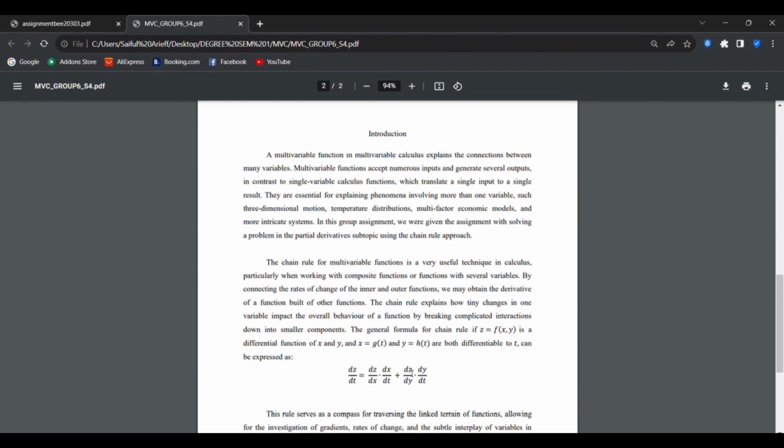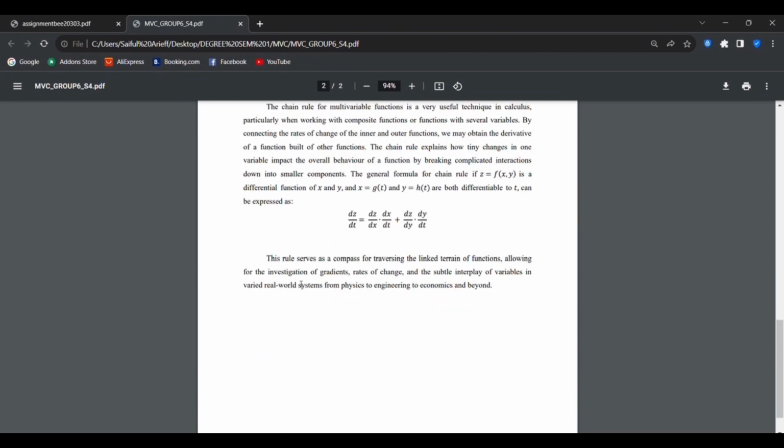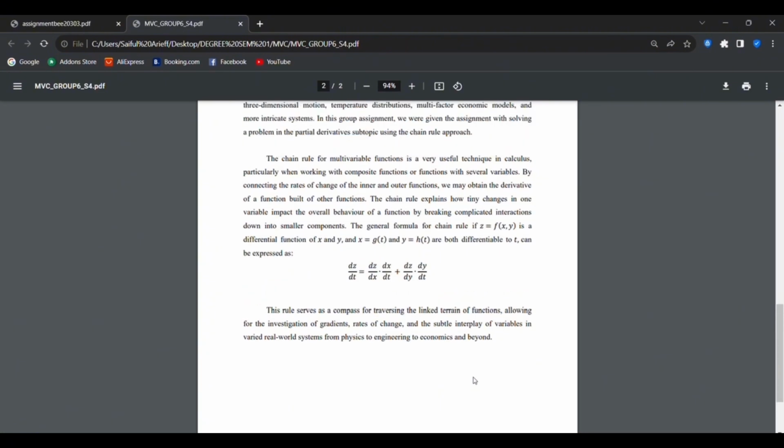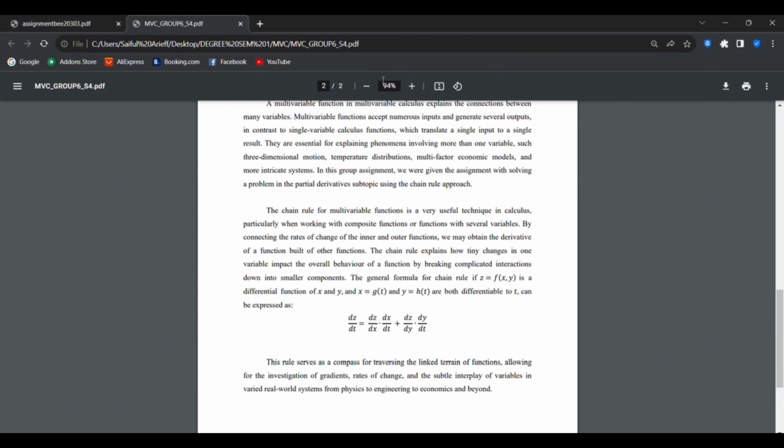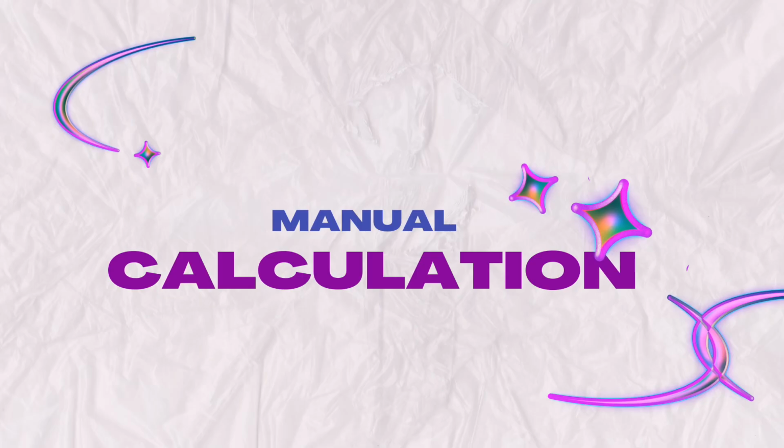This rule serves as a compass for traversing the linked terrain of functions, allowing for the investigation of gradient, rate of change, and the stable interplay of variables in varied real-time systems.